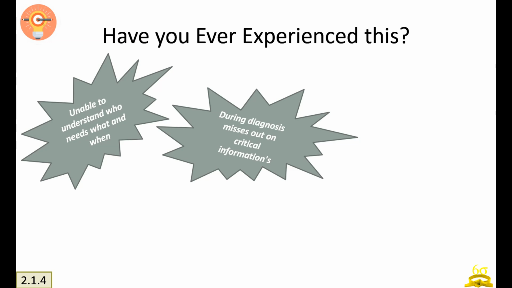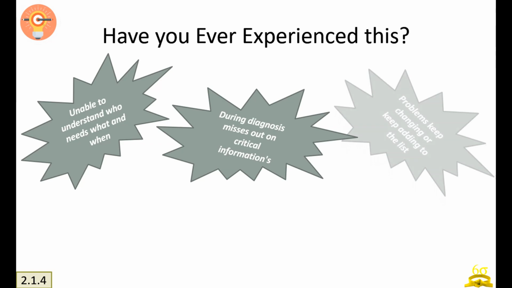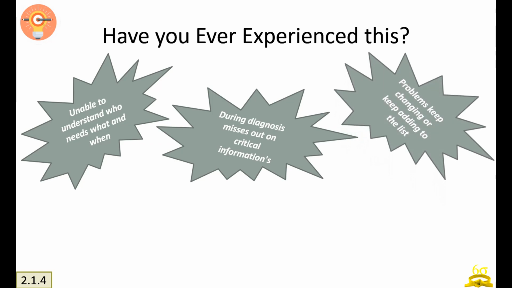So you have gone to a process analysis and you are unable to understand who needs what and when they need it. So suppose there is an agent, there is an assistant manager, there is a team lead, right, in a hierarchy, and you are not able to understand, or it is confusing, who needs what. Also the problems keep changing, so this happens very often.